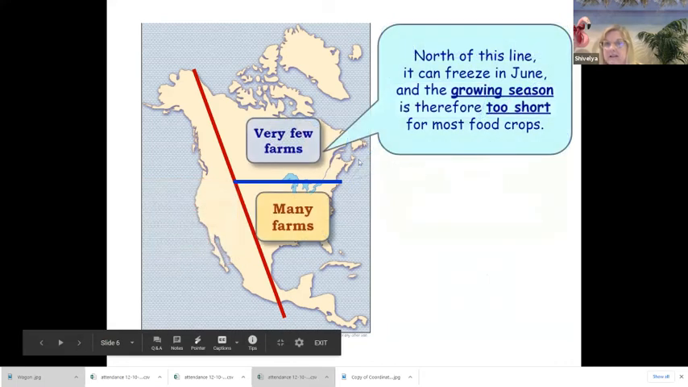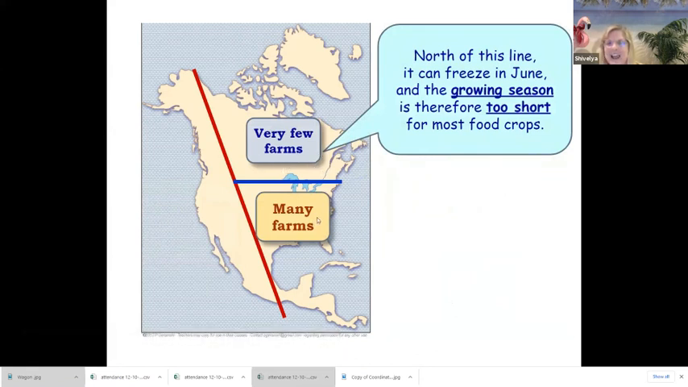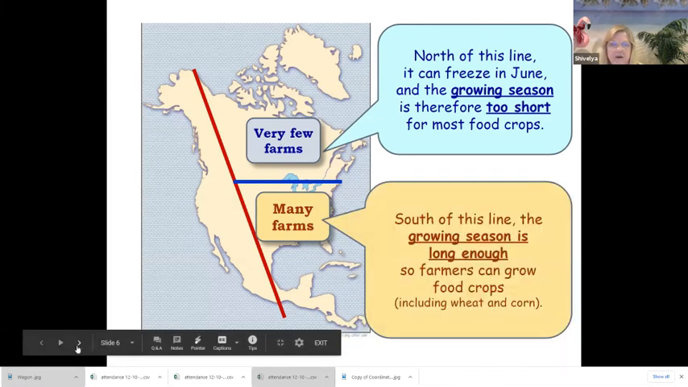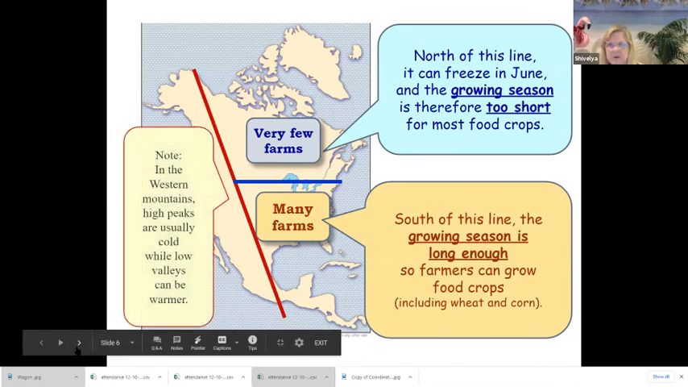After you go through a few slides, they'll recognize that, yep, it gets pretty cold up here north of this line. And south of it, there tends to be more agriculture, more farmland, and the growing season is a lot longer than what appears up here. So there's some other information that goes along with it.